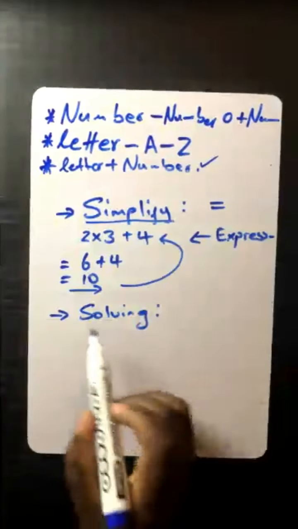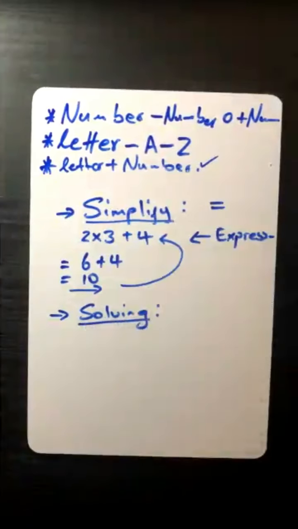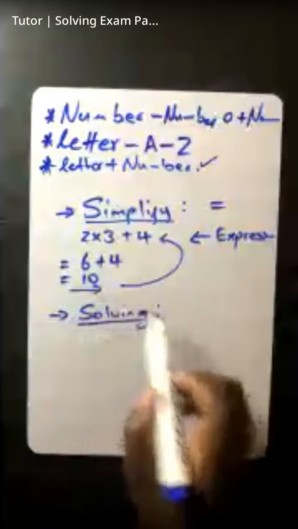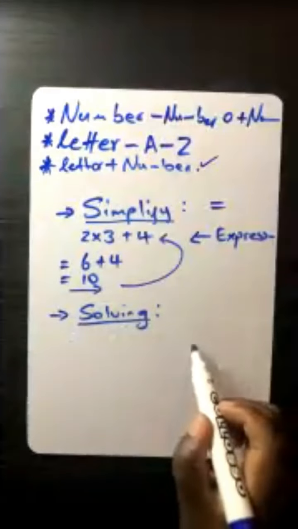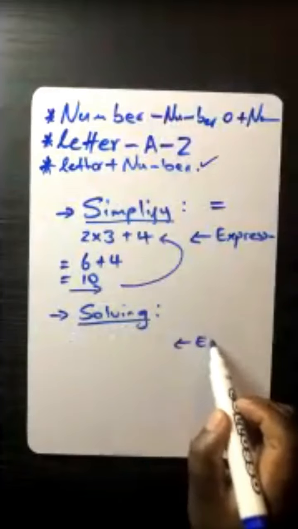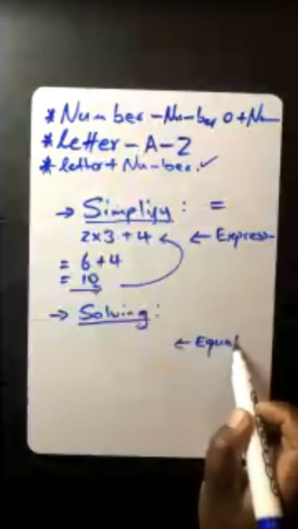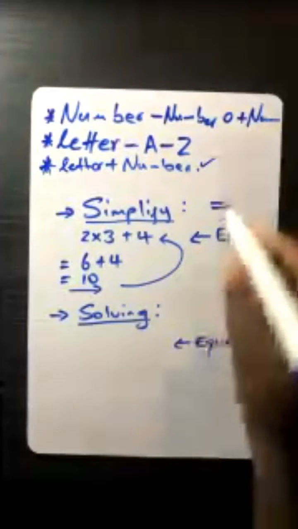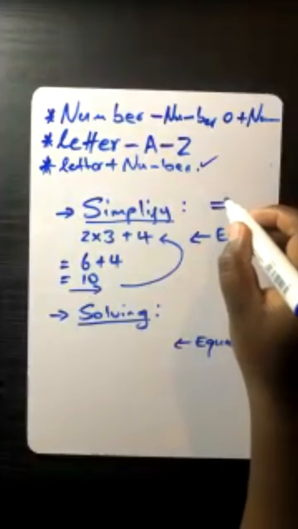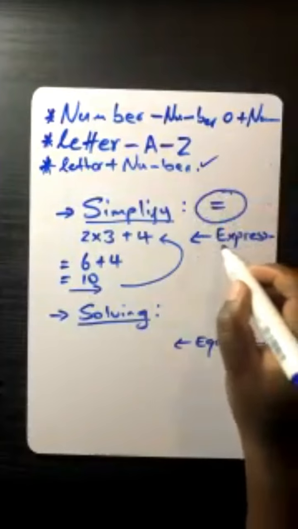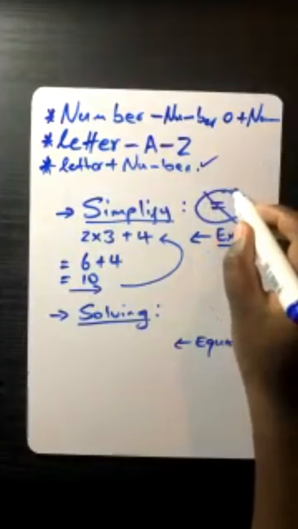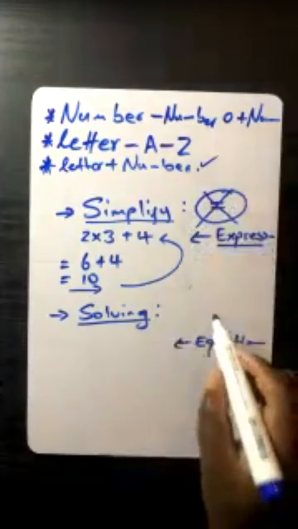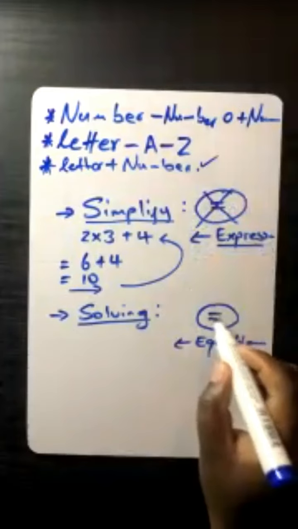So now let me explain what exactly we are doing when we are solving. When we solve, that's where we've got an equation. That's when we'll be solving. Shreyas, how do you notice an equation? With an expression, there's no equal sign. But with an equation, there's an equal sign.